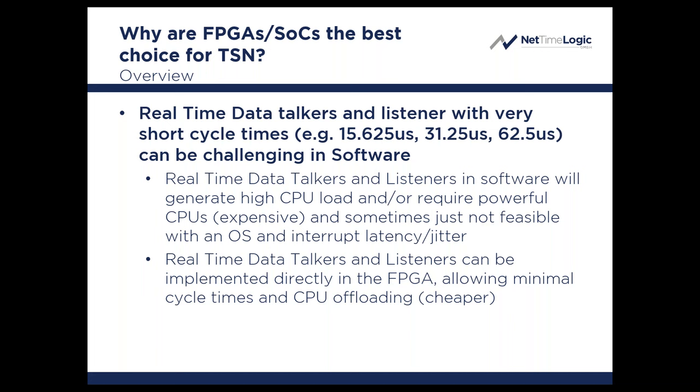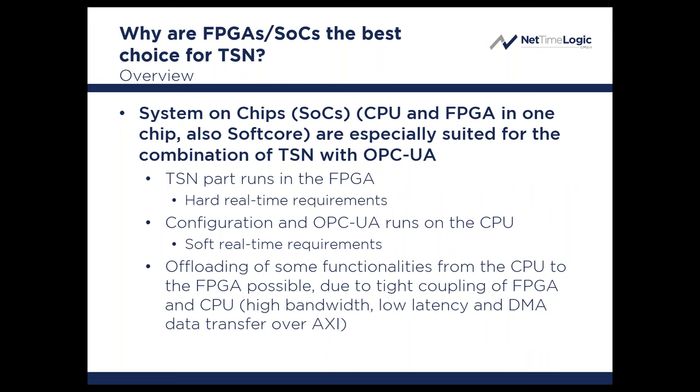It's sometimes too expensive and you need a powerful CPU, or it's just not feasible with an operating system which has interrupt latency and jitter and so on. With an FPGA, and especially with a system on chip, you have tight coupling and you can achieve high data rates with basically minimum effort. So coming to system on chips, you have tight coupling and you have a lot of data that you can feed through CPUs to the FPGA and back. What you can really do is have the hard real-time part in your FPGA and the soft real-time part, like configuration of your stack and your network, running on your CPU, and then really have hardware FPGA-based real-time talkers and listeners that send or receive traffic.